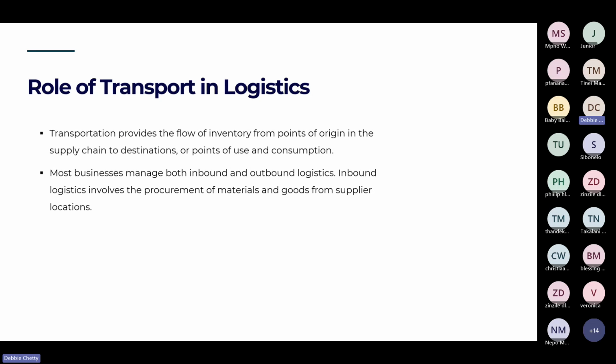Now, most businesses manage both inbound and outbound logistics. Inbound logistics involves the procurement of materials and goods from supplier locations. So transport plays a very crucial and important role in logistics, okay? Because without transport, you will not be able to have logistics management, okay?